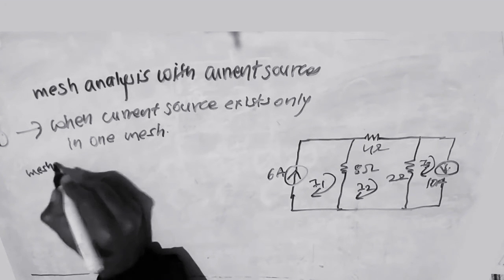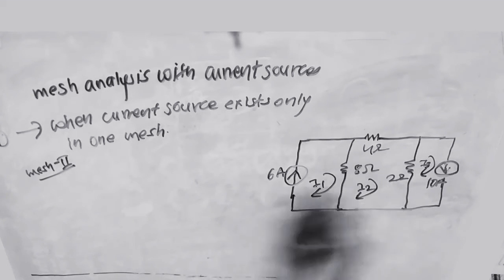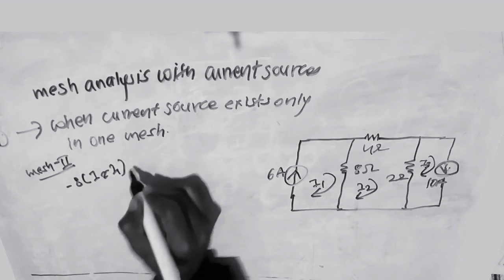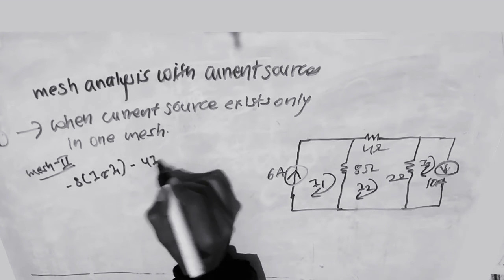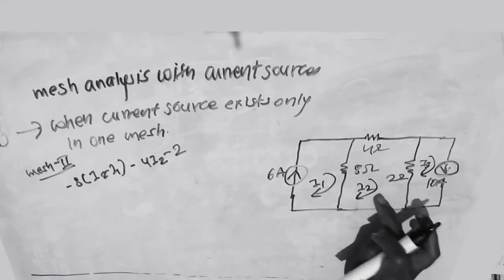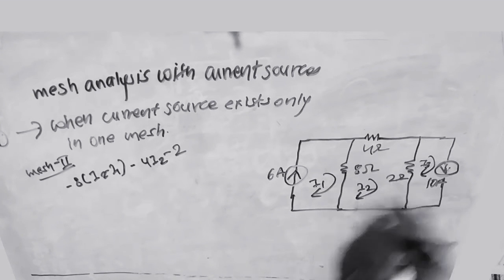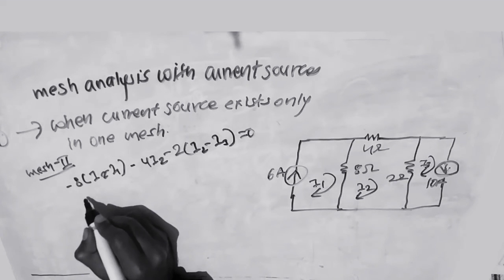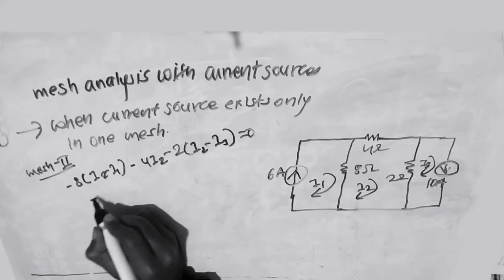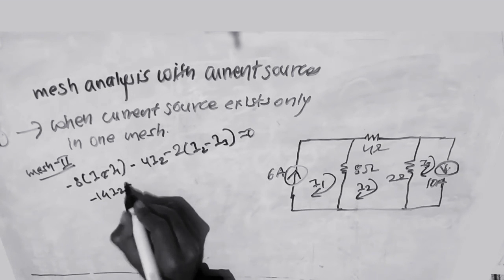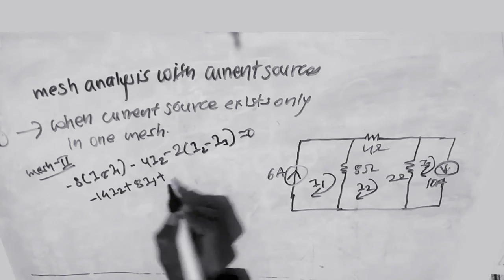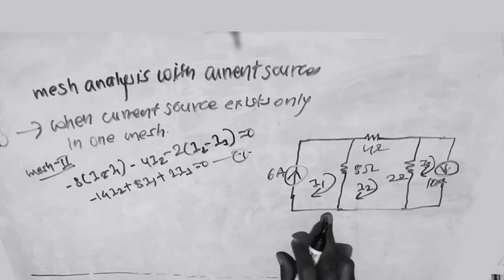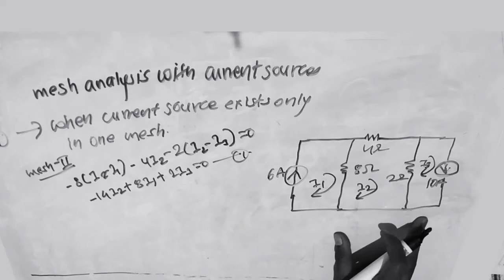In mesh second, we can write minus 8 into I2 minus I1, and minus 4 I2, minus 2, where 2 is common to both I2 and I3, so 2 into I2 minus I3 equals 0. On simplification we get minus 14 I2 plus 8 I1 plus 2 I3 equals 0. We have equation first.